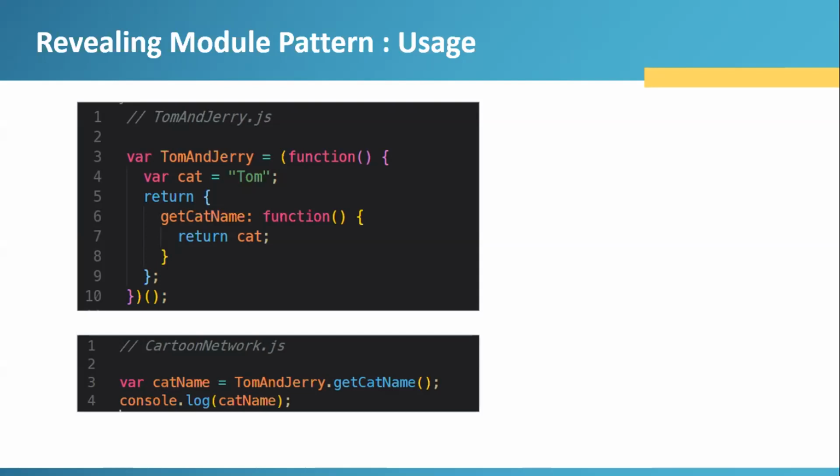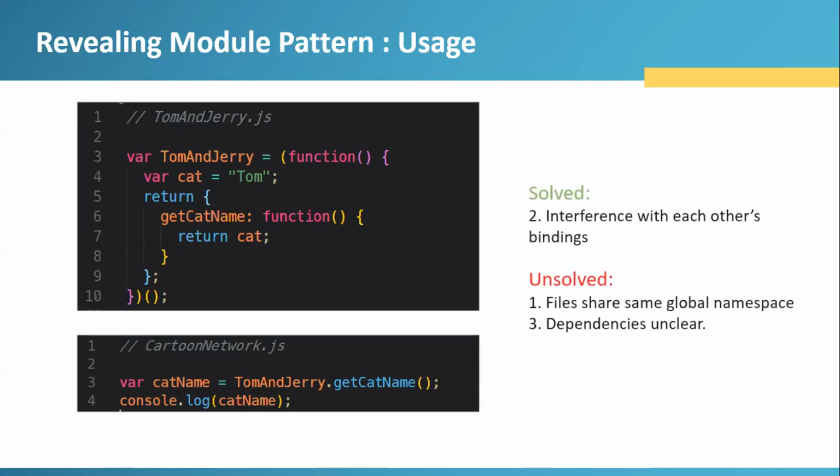So the answer is because of the first problem of file system, which is they're sharing the same global namespace, and because of which the JS runtime gets the Tom and Jerry object from the Tom and Jerry.js file. So this was the problem in file systems also, right? So what are we solving here then? So this is what we have solved.